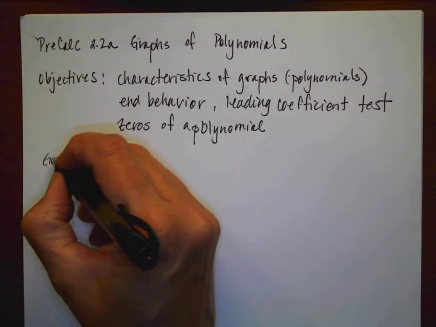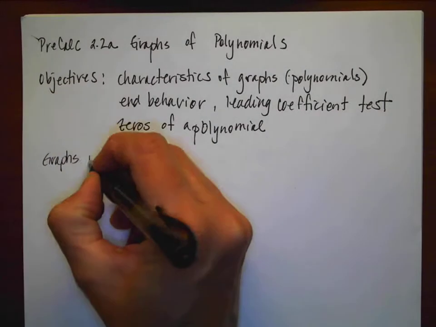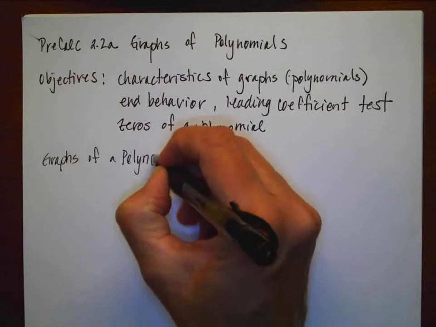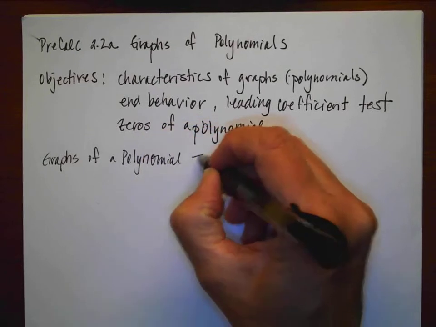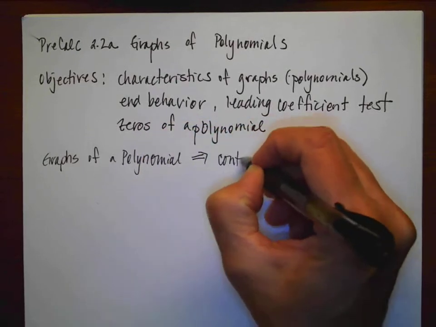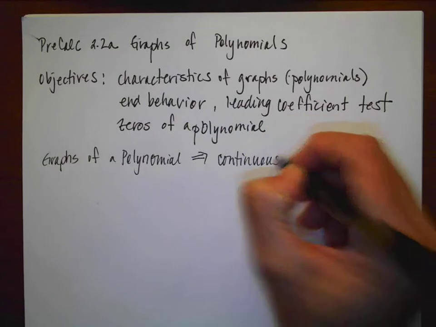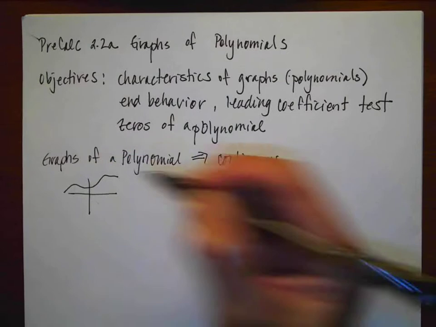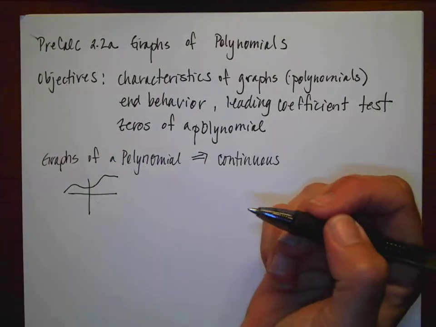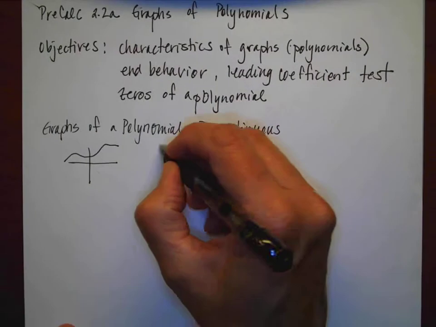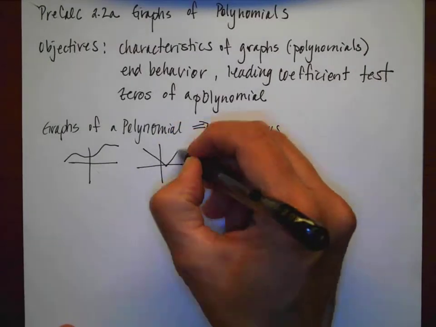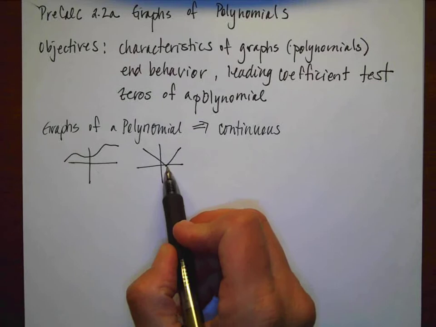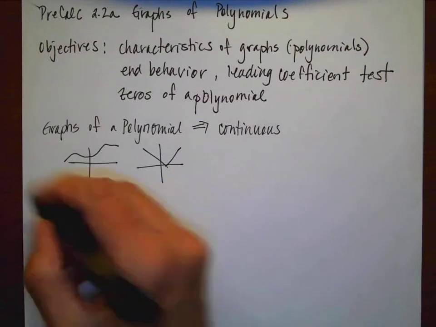For starters, the graphs of a polynomial are continuous. So that means that I have to have one continuous graph. There can be no breaks. There can also be no sharp points. So the absolute value graph is actually not a polynomial.